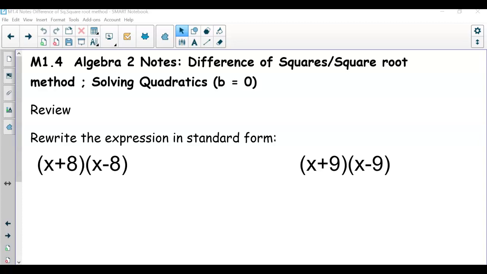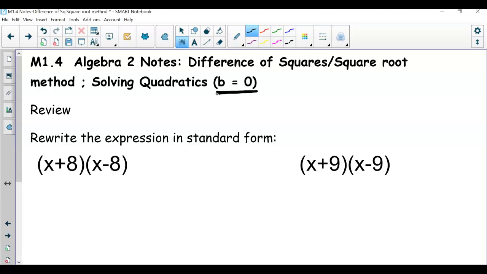Hey y'all, so in this video I'm just starting part of our lesson 1.4 and then we're going to finish it on Friday. But in this part we're just going to focus on the concept of what we call difference of squares, and then we're going to solve quadratics where b is equal to 0, and I'll explain that, but using the square root method.